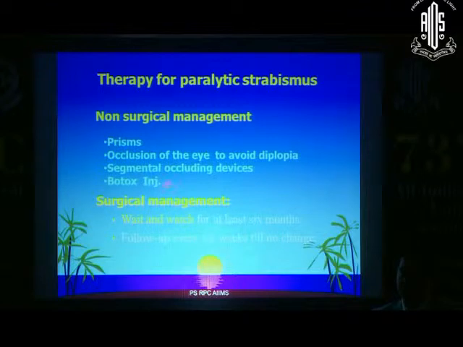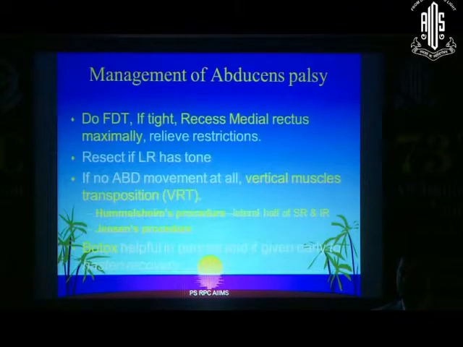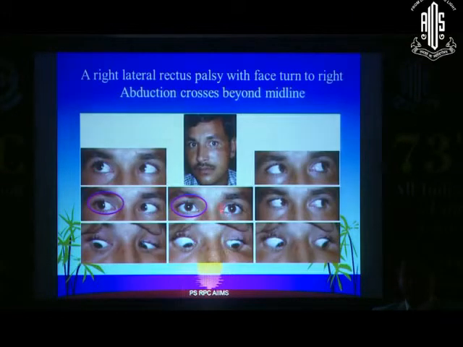Botox may be used in the intervening period if you want to have earlier rehabilitation, but we need to follow up every 6 weeks to see that there is no change in the deviations. And then when we decide for surgery, we will do a force reduction test, as we had talked about, and resect only if the lateral rectus has tone. If it is totally paralytic, then there is no point in doing a resection. It is better to do the vertical rectus transpositions.